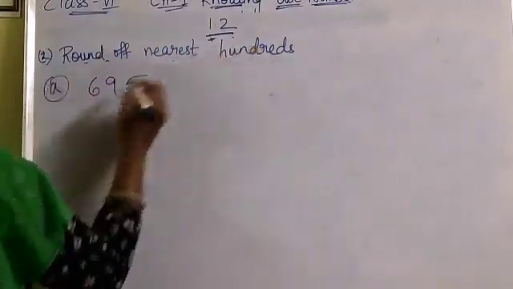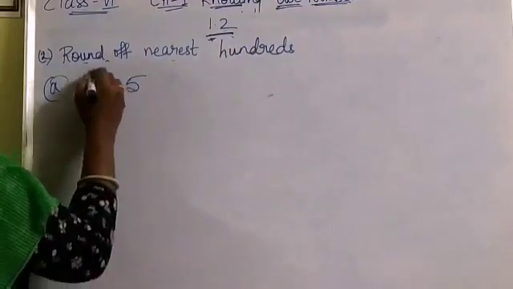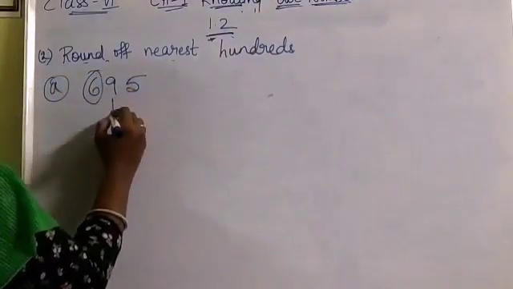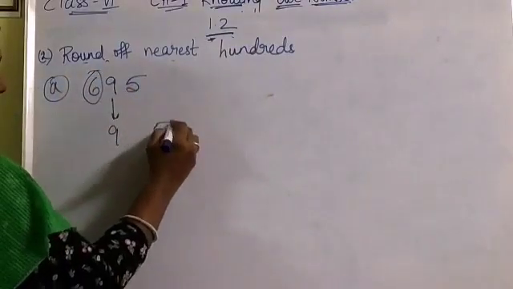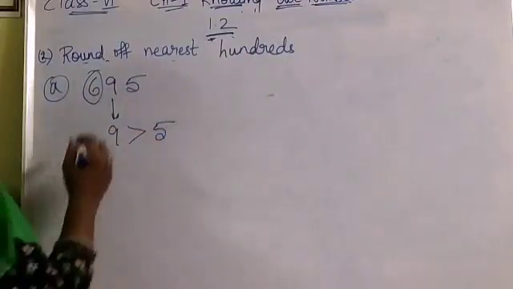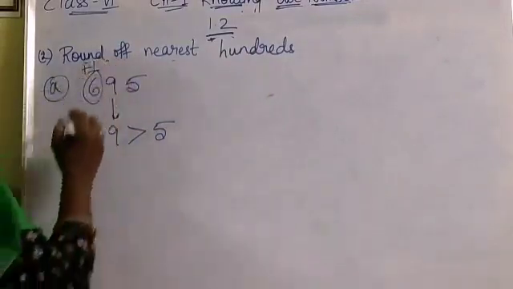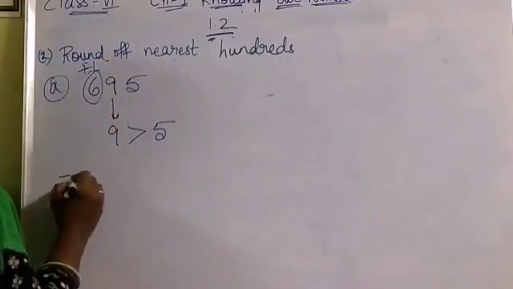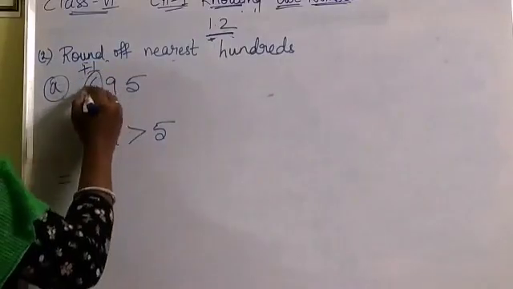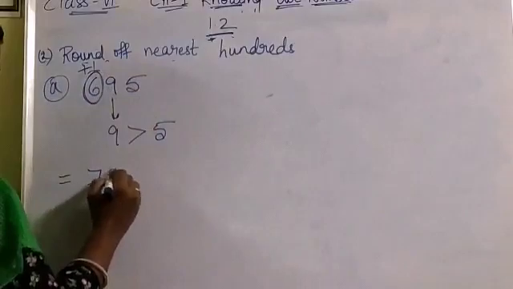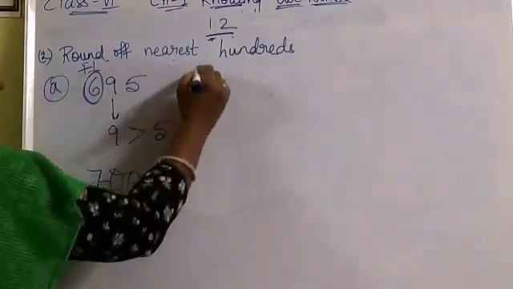Nearest to hundreds means which is the hundreds place here? 6. Round off 6. Next number is what? 9. 9 you compare with 5. Here 9 is greater than 5. Then add 1 to this round off number. So 6 plus 1 is how much, children? 7. And after this, how many digits are there? 2 digits are there. So it is 700.